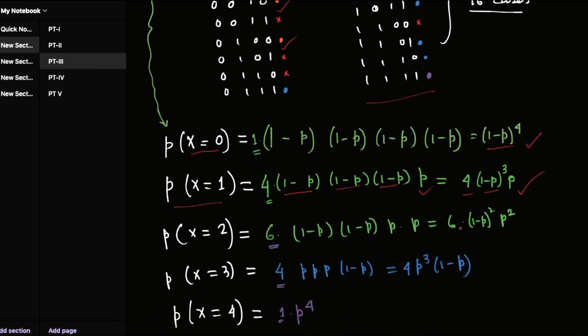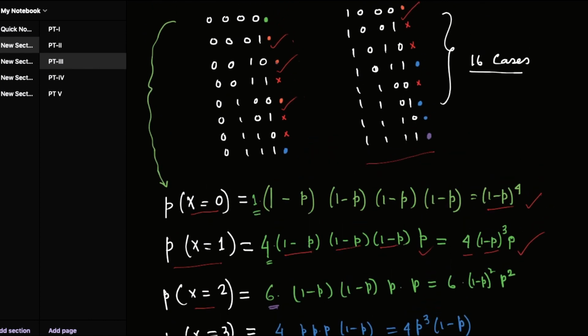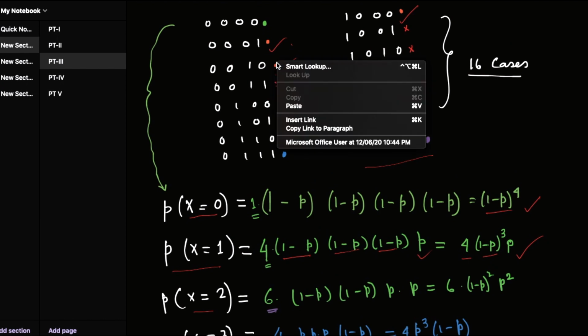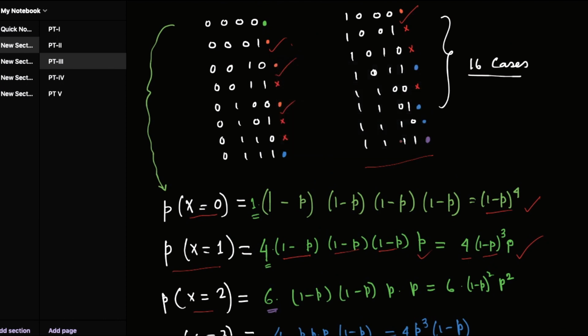And what is the probability in this way? X equals 2, that can be written as 6 times. If you enumerate these quantities, it will happen exactly 6 times. And what is that case? Basically 2 hits: this one, this one, this one, this one, this one, this one. 1, 2, 3, 4, 5, 6.